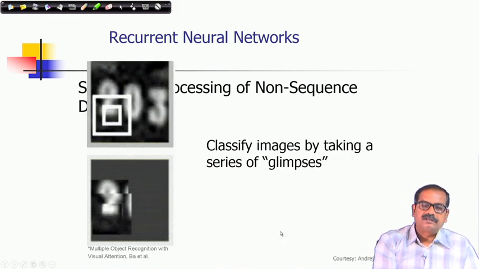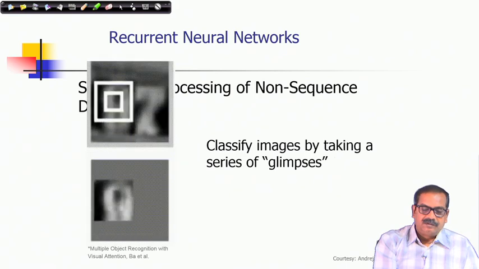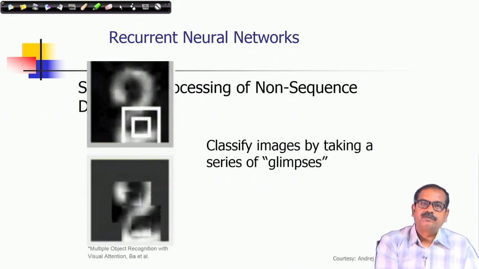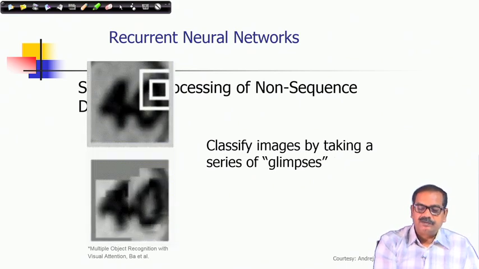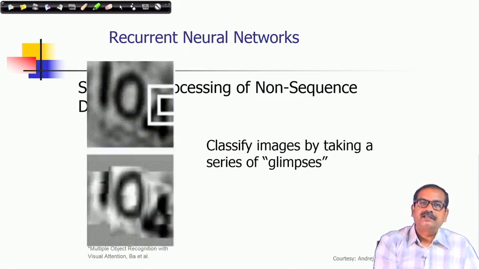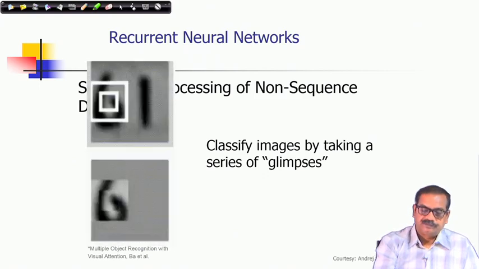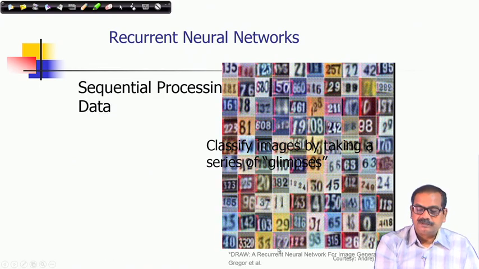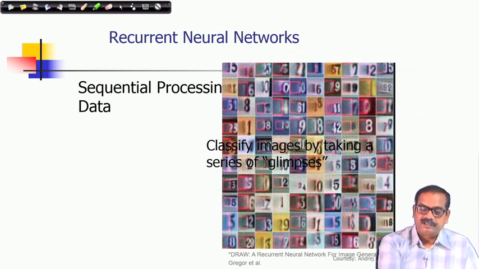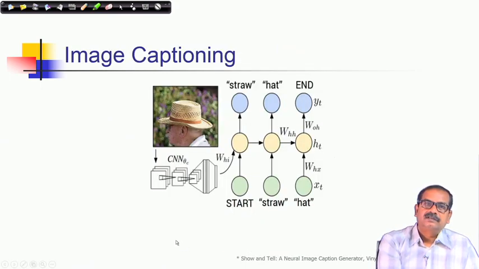So, this is showing one kind of processing. The blocks are moving in a sequence and we would like to classify images by taking a series of glimpses. Another example also: classify images by taking a series of glimpses.